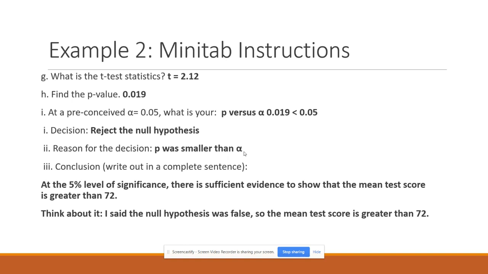So because I'm rejecting my null, I'm actually finding that it was greater than 72. So at the 5% level of significance, there is sufficient evidence to show that the mean test score is greater than 72. So again, think about it: I said that my null hypothesis was false, so that means my test score was greater than 72.